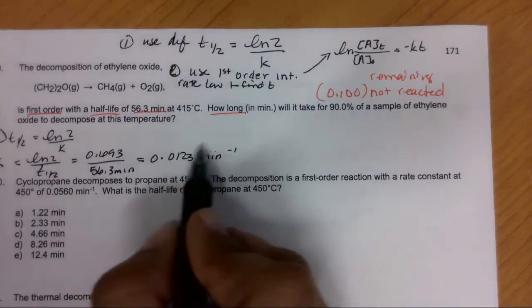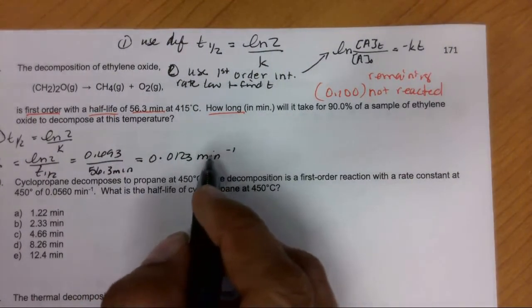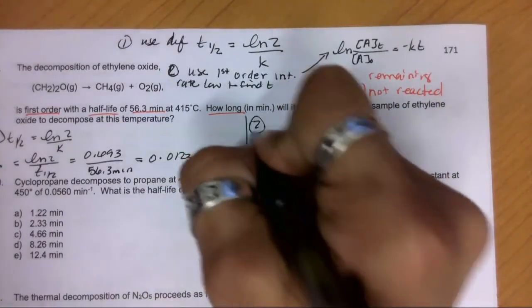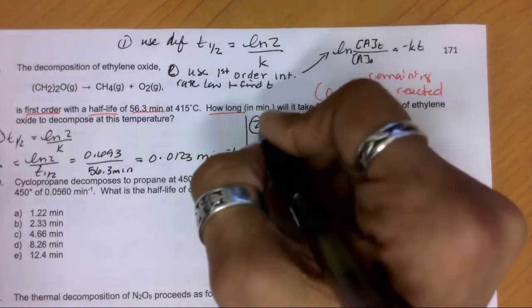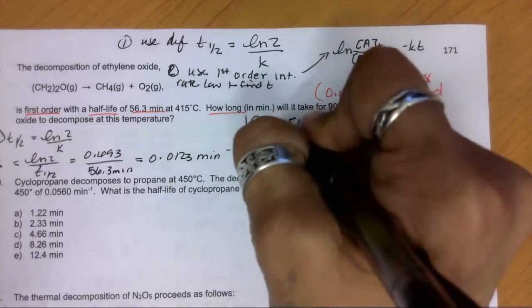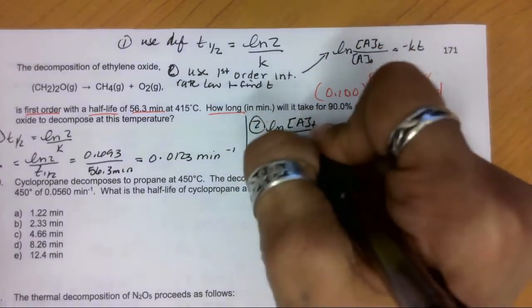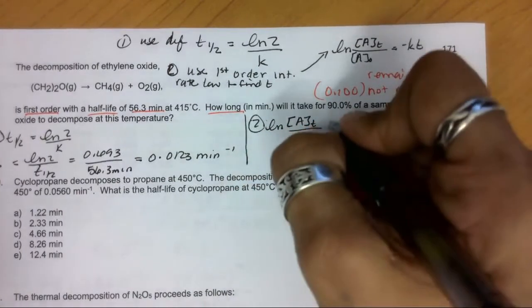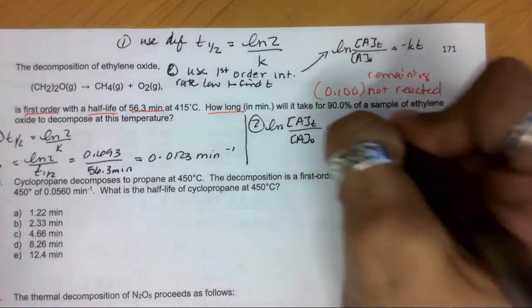See, that, I mean, you know, the 56.3, a half-life, it just makes so much more sense to people than the rate constant, right? This inverse minutes. I mean, what is that? All right. So number 2. Now we're going to use the integrated rate law, and we're going to take the natural log of the concentration of A at time t over the initial concentration of A is equal to negative kt.